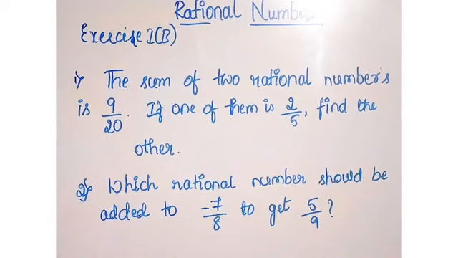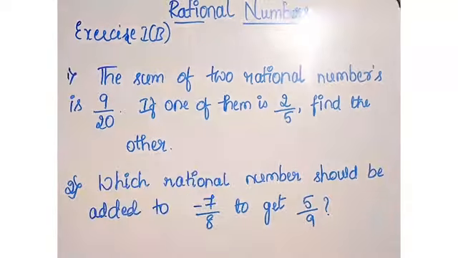Today's video I'm going to solve some of the problems related to rational numbers, where the sum of two rational numbers is equal to some quantity, and if one quantity is provided, we need to find the other. In other words, what number should be added to a rational number to get another rational number? Do watch the complete video. I'll show you a very easy method to solve this kind of problem. You can adopt this method to solve any problem that has this kind of condition.